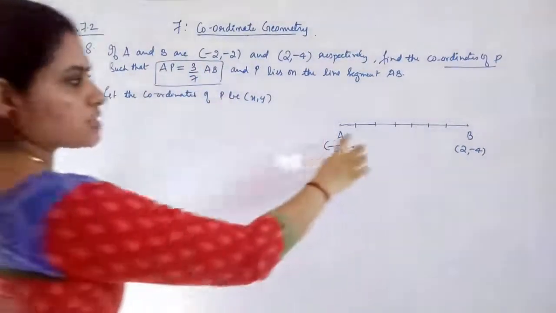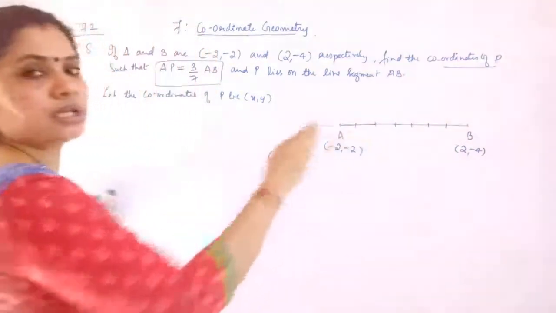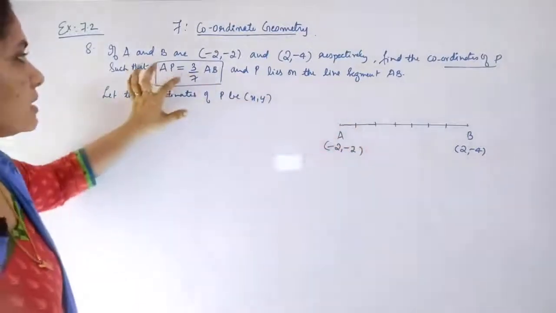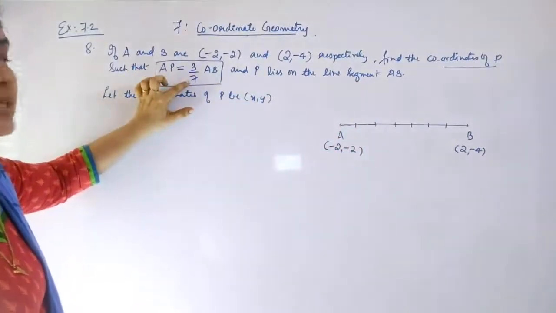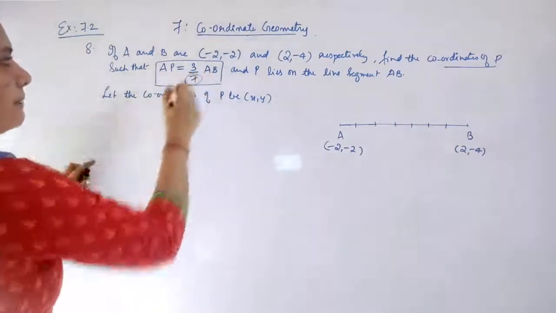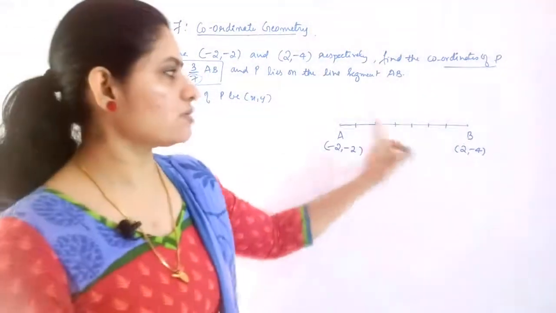So first I have just drawn AB and I have taken 7 equal parts of AB. Why? I am dividing AB into 7 equal parts. This will decide in how many equal parts AB has been divided. The denominator will show that. Okay. So I have divided AB into 7 equal parts.